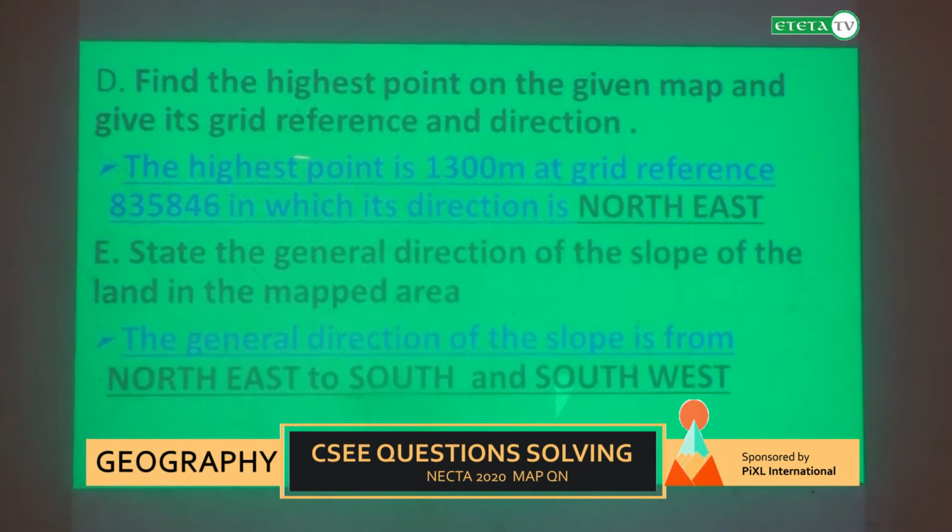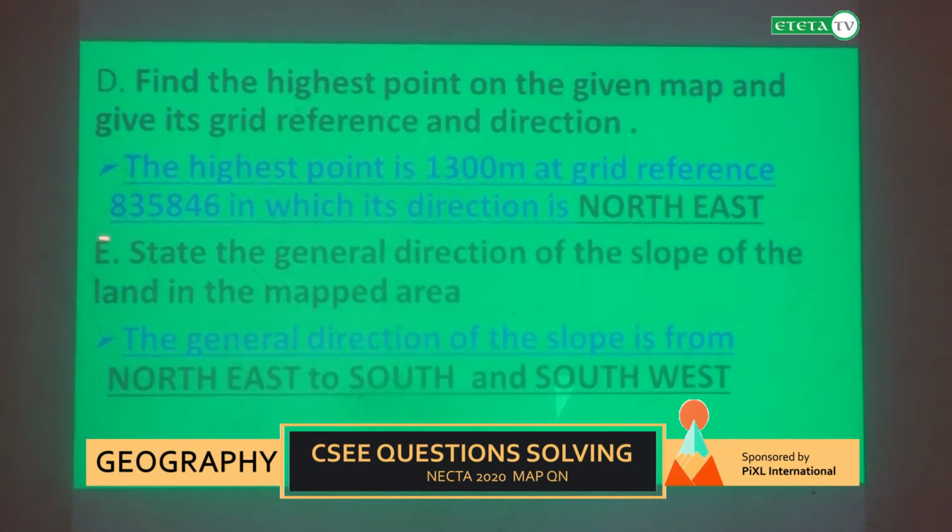So, if that is the case, the highest point is 1,300 meters, which is located at the grade. Now here you were supposed to show the grade difference. After checking this number, you need to know the location as you used to use the grade difference. So you start by checking the Eastings, 3 numbers, and the Northings, 3 numbers.